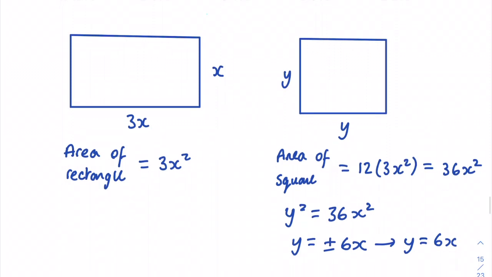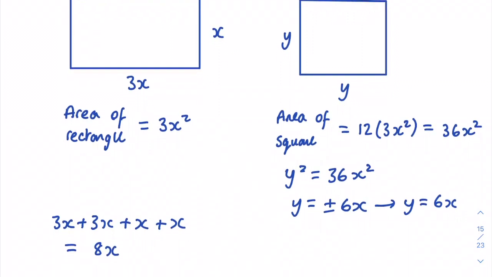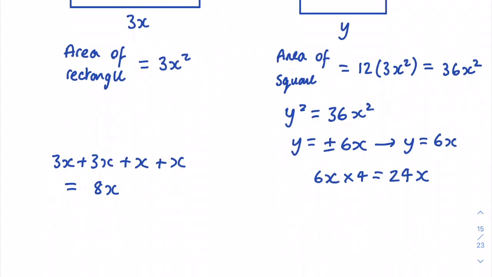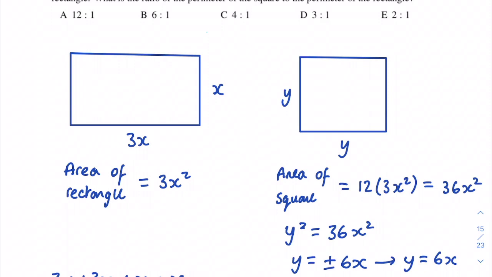So the perimeter of the rectangle will be 3x plus 3x plus x plus x, which is 8x. And then the perimeter of the square will be 6x times 4, which is 24x. And then we're working out the perimeter of the square to the perimeter of the rectangle, so that's 24x to 8x. We can then divide through by x, so that the x's cancel out. So then we're left with 24 to 8. And then we can divide through by 8, so we get 3 to 1. And 3 to 1 is answer D.